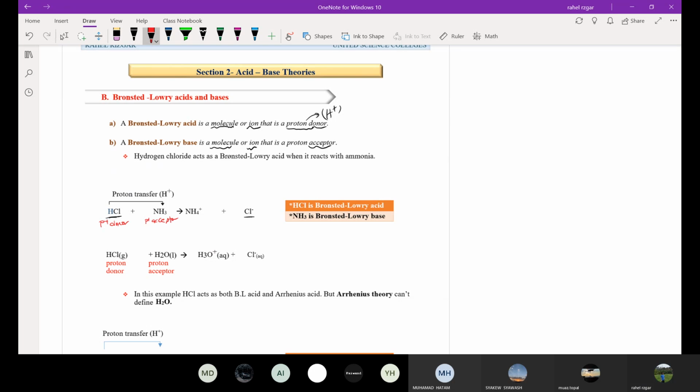Now, let's go back to the definition. A Bronsted Lowry acid is a molecule that is a proton donor. So HCl becomes what? HCl is a Bronsted Lowry acid. So it's BL. BL means Bronsted Lowry acid. Then NH3 has accepted a proton. According to the definition, if it has accepted a proton, it becomes a Bronsted Lowry base.